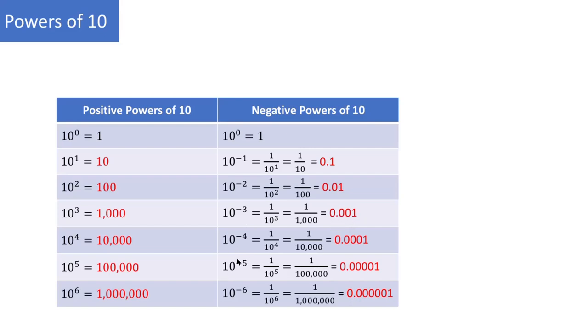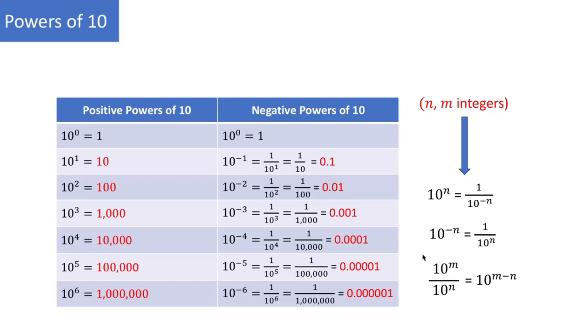10 to the power negative 5, for instance, is 1 over 100,000. That's 0.00001. You count this 1, 2, 3, 4, 5. 5 digits after the decimal point. Now, if n and m are integers, 10 to the power n is 1 over 10 to the power negative n. 10 to the power negative n is 1 over 10 to the power n. And this one here is really important. We're going to be using it quite a bit in this video.